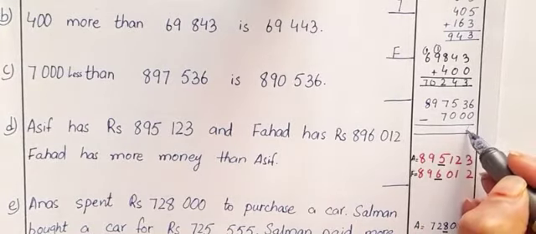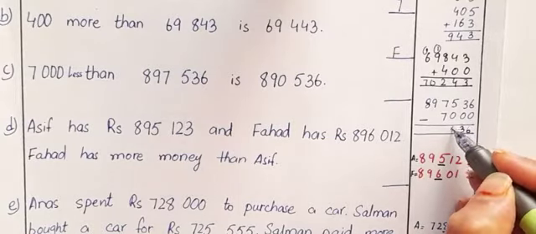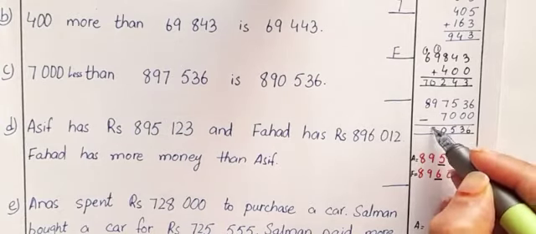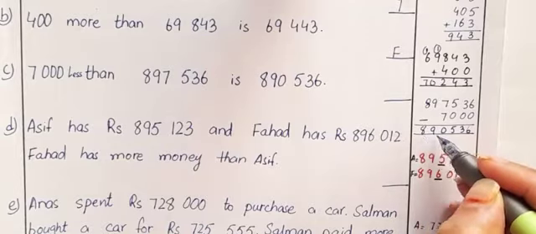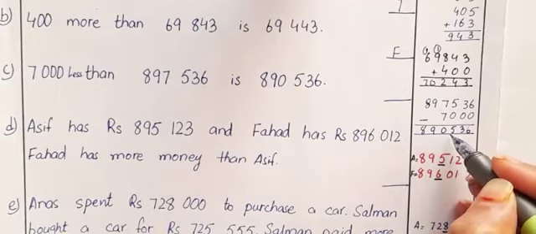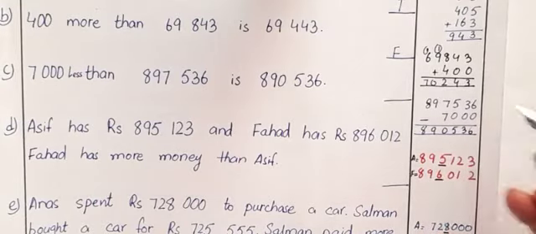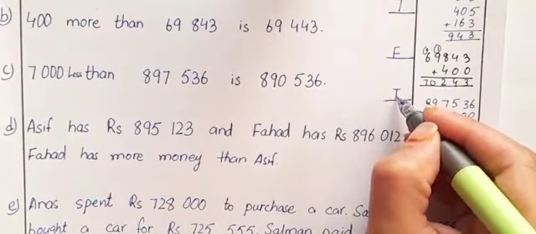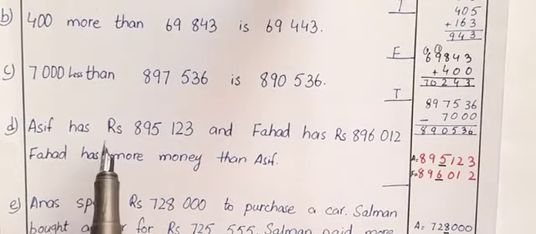6 minus 0 is 6. 3 minus 0 is 3. 5 minus 0 is 5. 7 minus 7 is 0. 9 minus nothing is 9. 8 minus nothing is 8. It is 890,536. And you can see it is the same as this. So it is true. Let's move toward our next part.